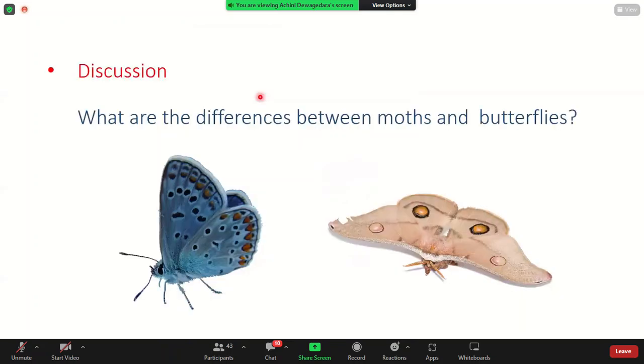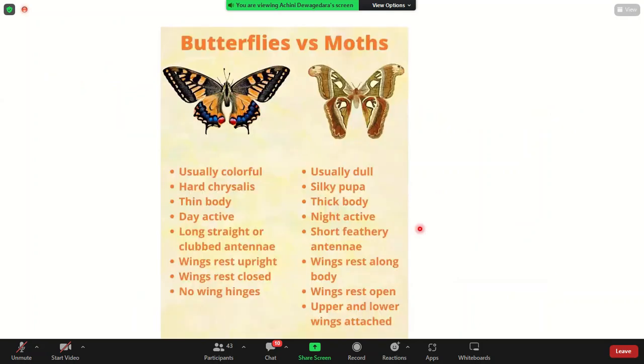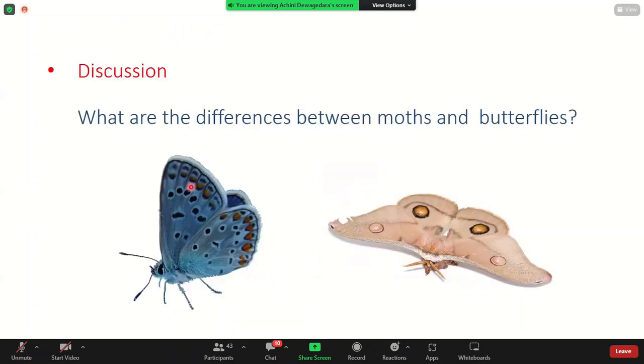And as you see in this picture, when butterflies are resting, their wings are close together. But here in moths, they are open when they are resting. If you just try to remember moths that you have seen at night in your house, they have opened their wings. They rest, the wings rest along the body, right? But here, when butterflies are resting, they are closed, right? Those are the main differences that are helping us to identify the difference between these two.